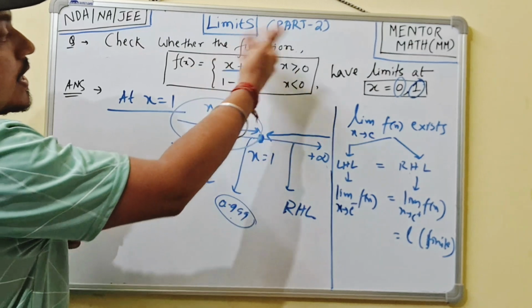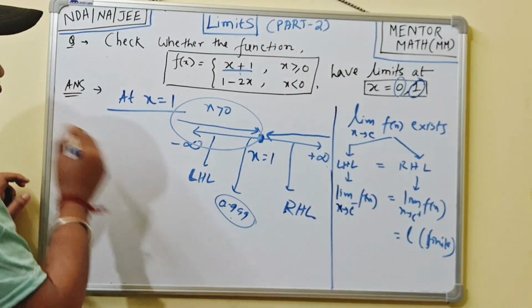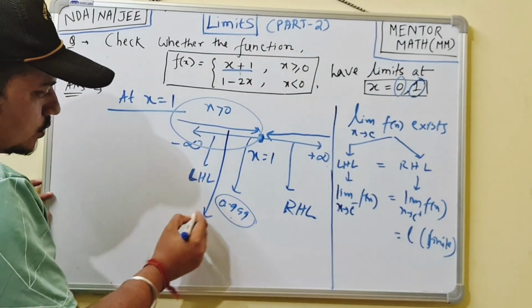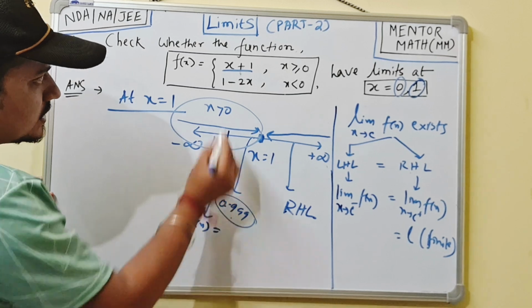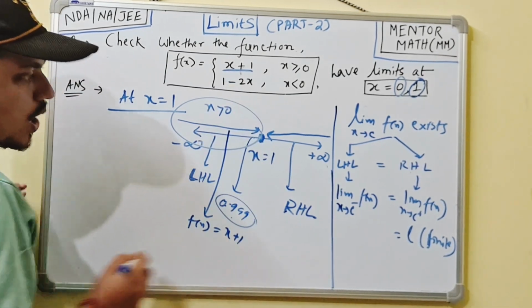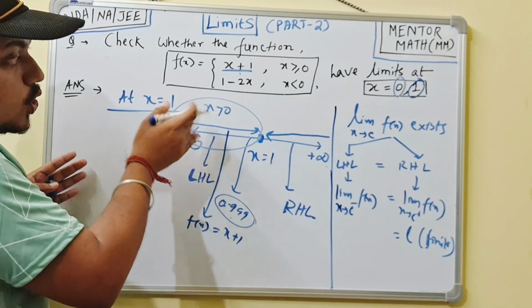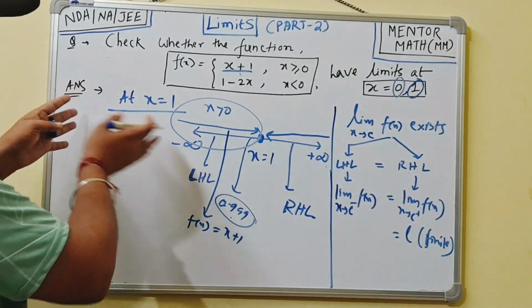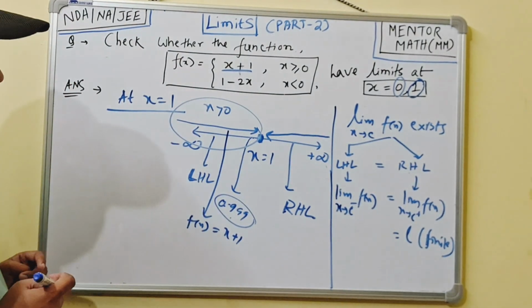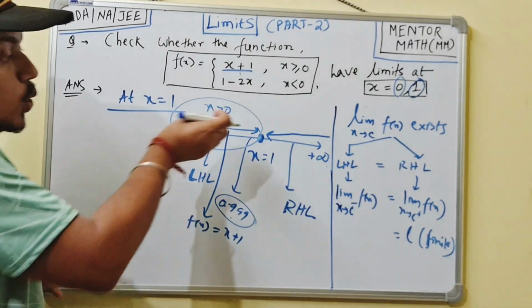So whenever x is greater than 0, we have to check the function value. At that time the value of the function f(x) is x plus 1. Okay, so from that situation you have to take a close value. Not only that, you can take values far away like minus 1, minus 2. You have to check whatever point you take close to 1.